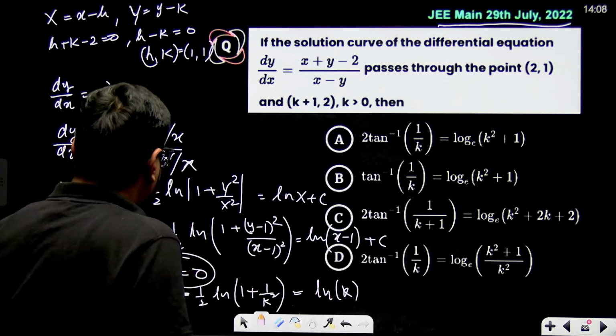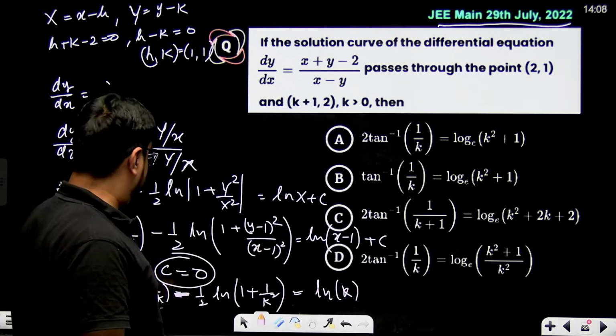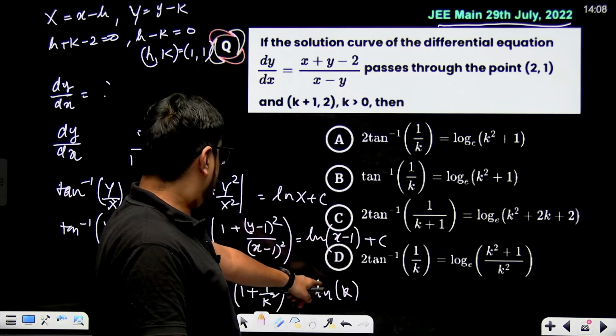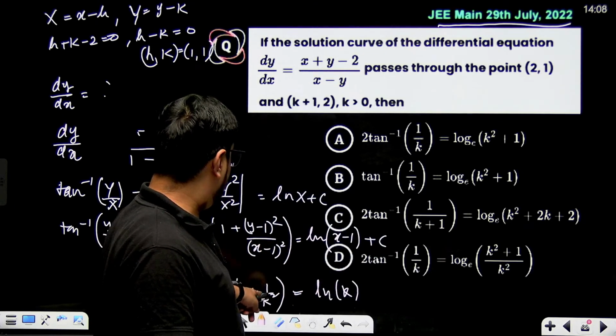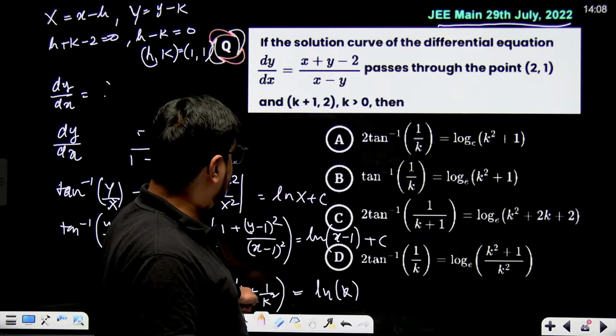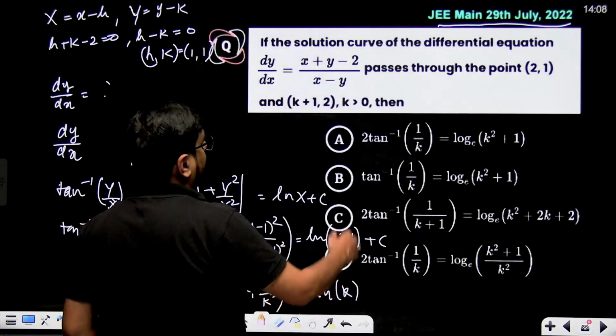Acha, this half we can shift over there. It will become 2 tan inverse 1 by k. Right, 2 will shift over here, so this will become k square minus 1 by k square minus 1. I think A should be the answer. Let's check. A is the correct answer.